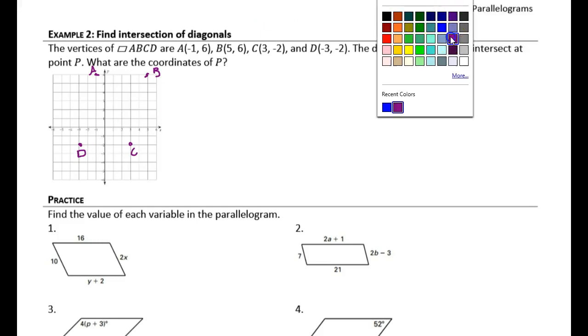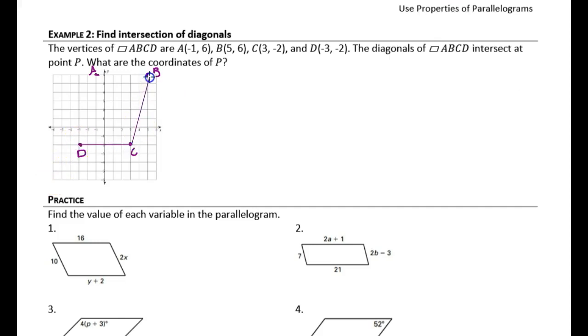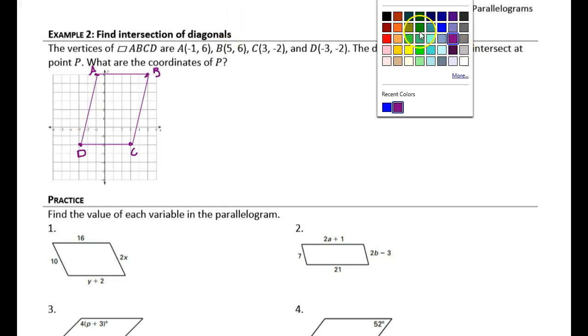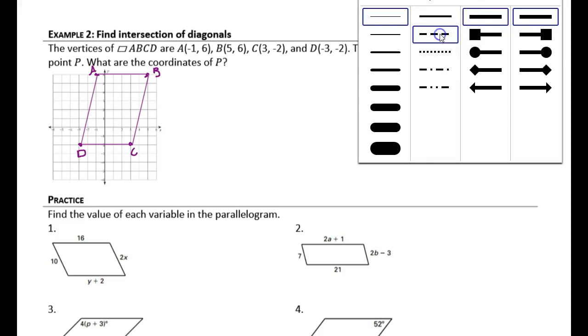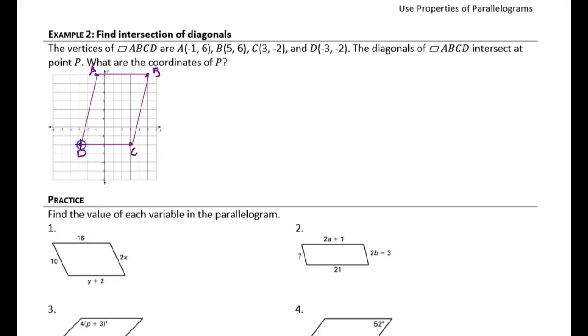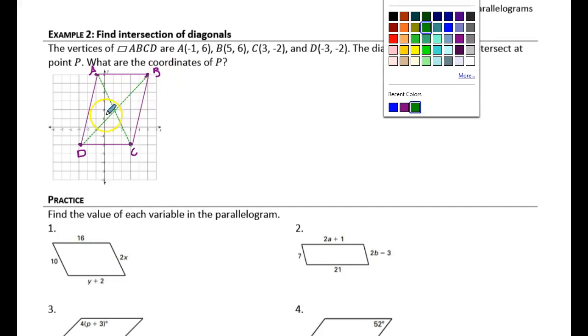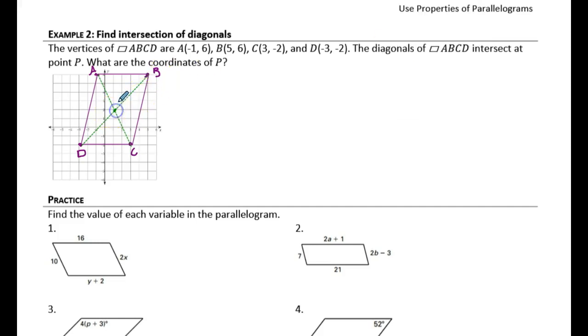I'm going to connect my vertices. It's a little straighter than doing it by hand. The next thing it tells me is that the diagonals intersect at point P. So DB is a diagonal and AC is a diagonal, and that means that this point right here is point P. I want to know what the coordinates of point P are.